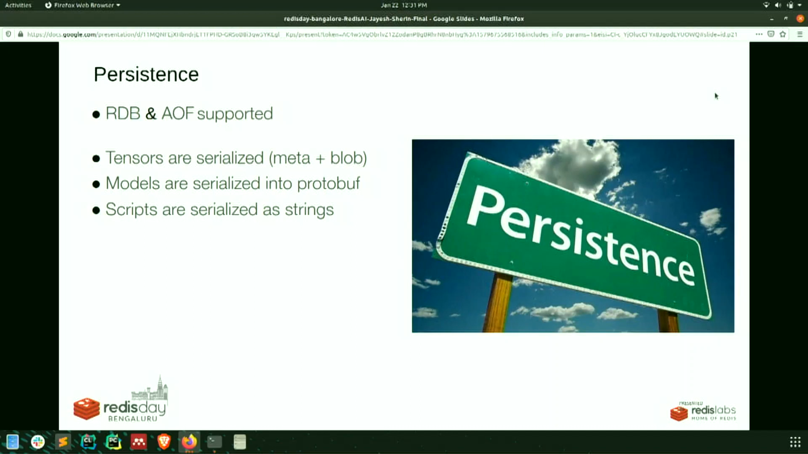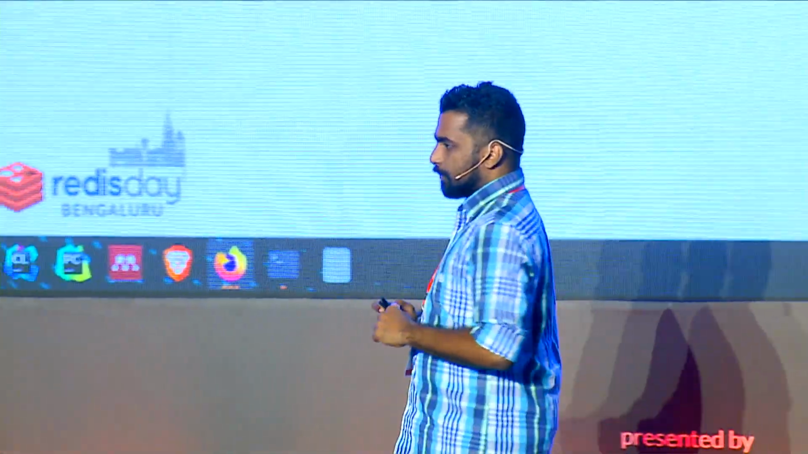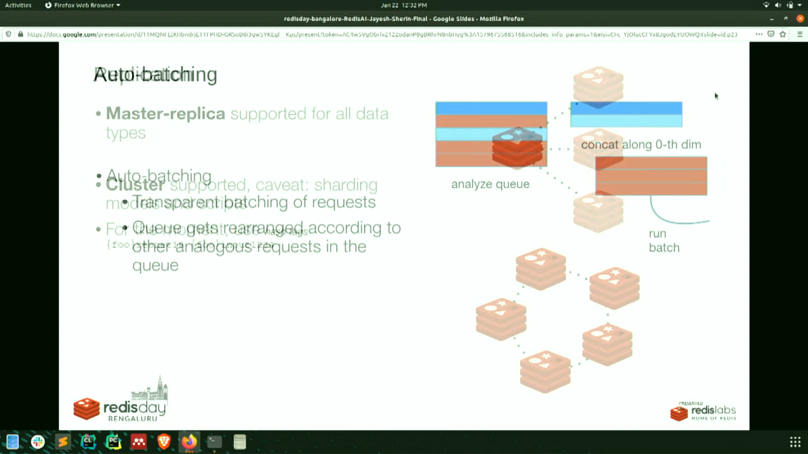Persistence, RDB and AOF supported. We essentially serialize tensors, the metadata of the tensor and the blob itself. Models are serialized as protocol buffers. Then scripts are serialized as strings. Replication, like I said, you can use master replica cluster. The only caveat with using cluster is the input and output tensors have to be in the same node. We are working on a workaround, but this is how you could use it right now.